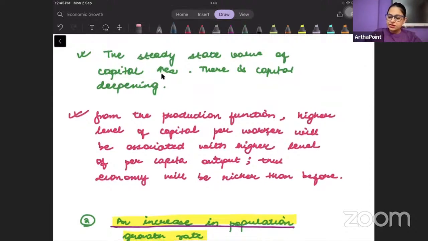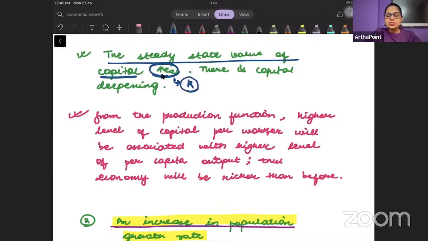This is exactly written here. Read it out: the steady state value of capital increases, right? Since small k is increasing, we know that an increase in small k is called the capital deepening process. So there is capital deepening that is taking place.